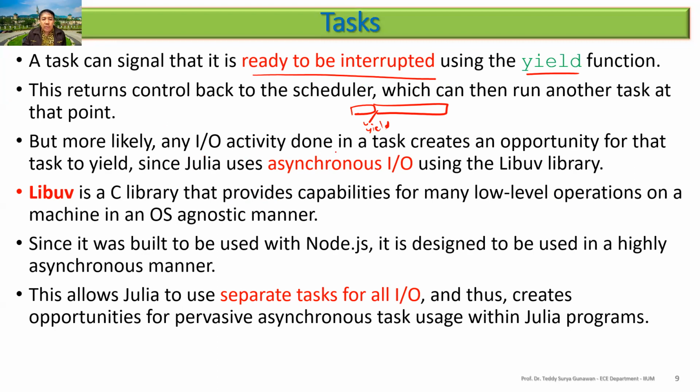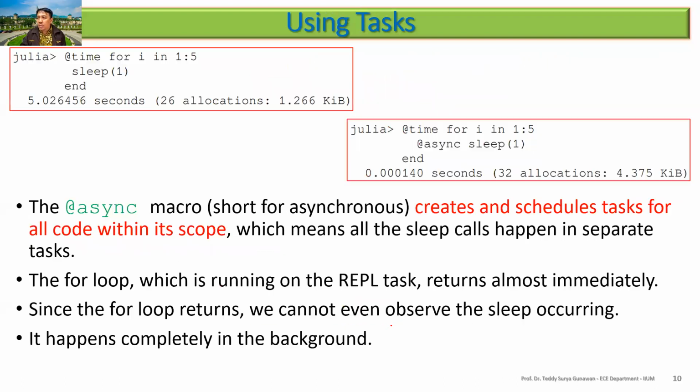So any IO effectively done in a task creates an opportunity for the task to yield. If you have any IO operation, reading or writing into the hard drive or the network card, for example, then you can provide asynchronous IO using the libuv library. This allows Julia to use separate tasks for all I/O and thus create opportunity for pervasive asynchronous task usage within a Julia program.